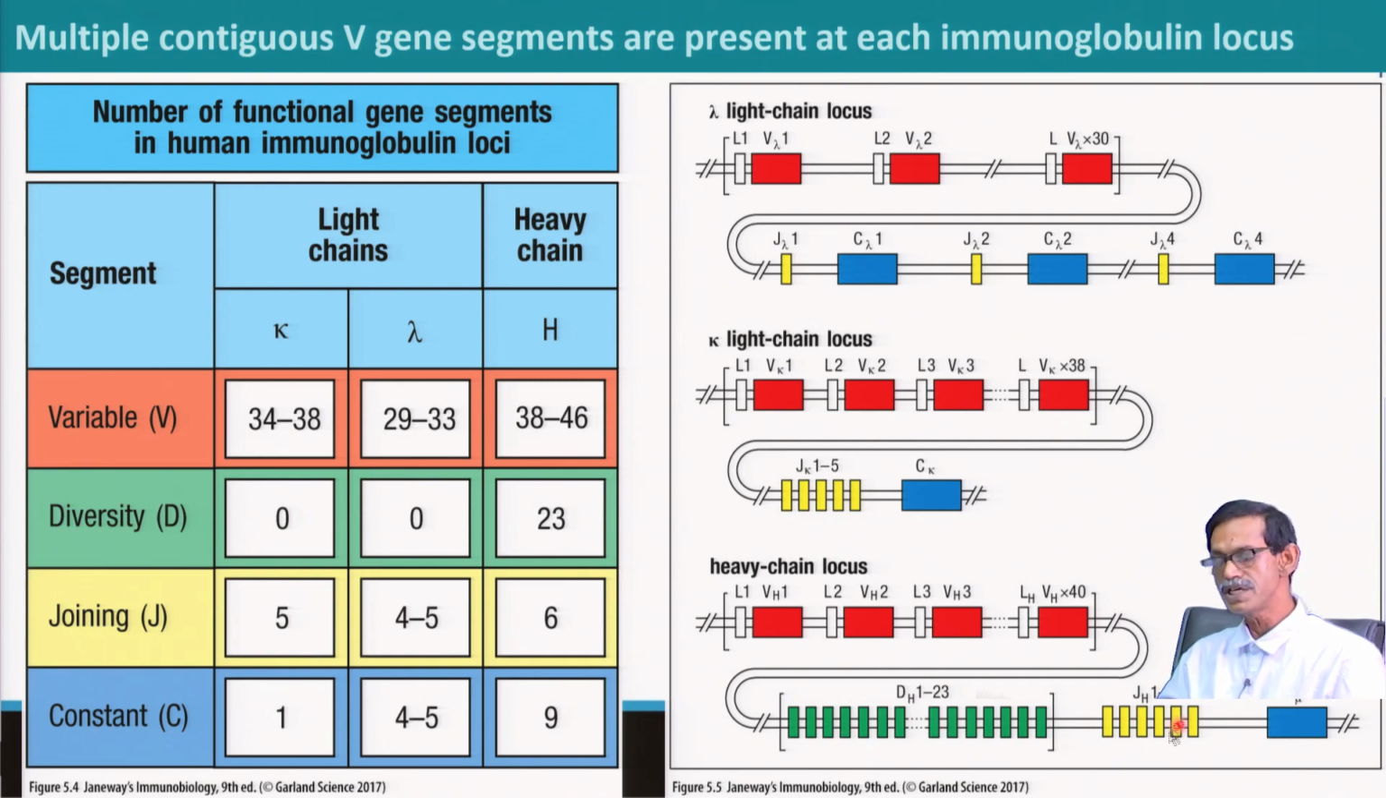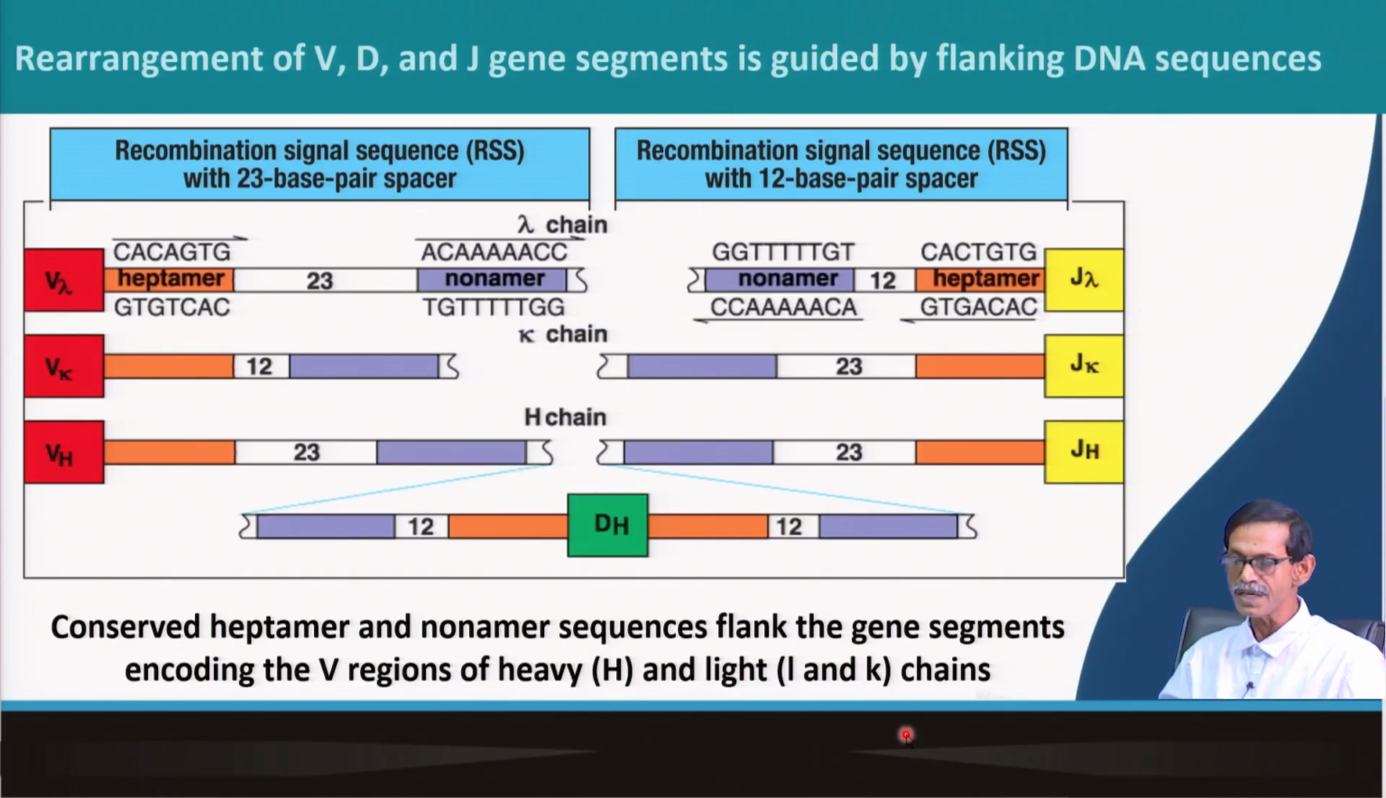Similarly, all J in the heavy chain are flanked by 23 base pair spacers. So, no J will recombine with another J. One is 12, another is 23, so it is only possible that one D and one J can recombine. Okay. Now, the good thing is, one D and one J can recombine first. Okay. 1 D and 1 J recombine.